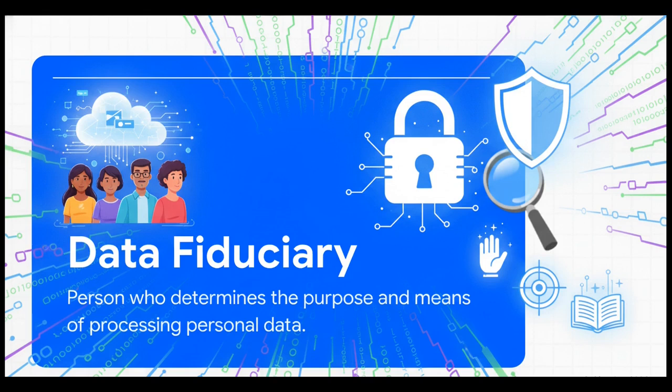Now, you need to grasp two rapid-fire definitions here to understand exactly who holds the power. First, you are the data principal. You're the individual the data actually relates to. Then, the business or platform you give it to, they are the data fiduciary, the entity determining the purpose and means of processing that data. And the golden rule now, the fiduciary requires your free, specific, and totally informed consent.